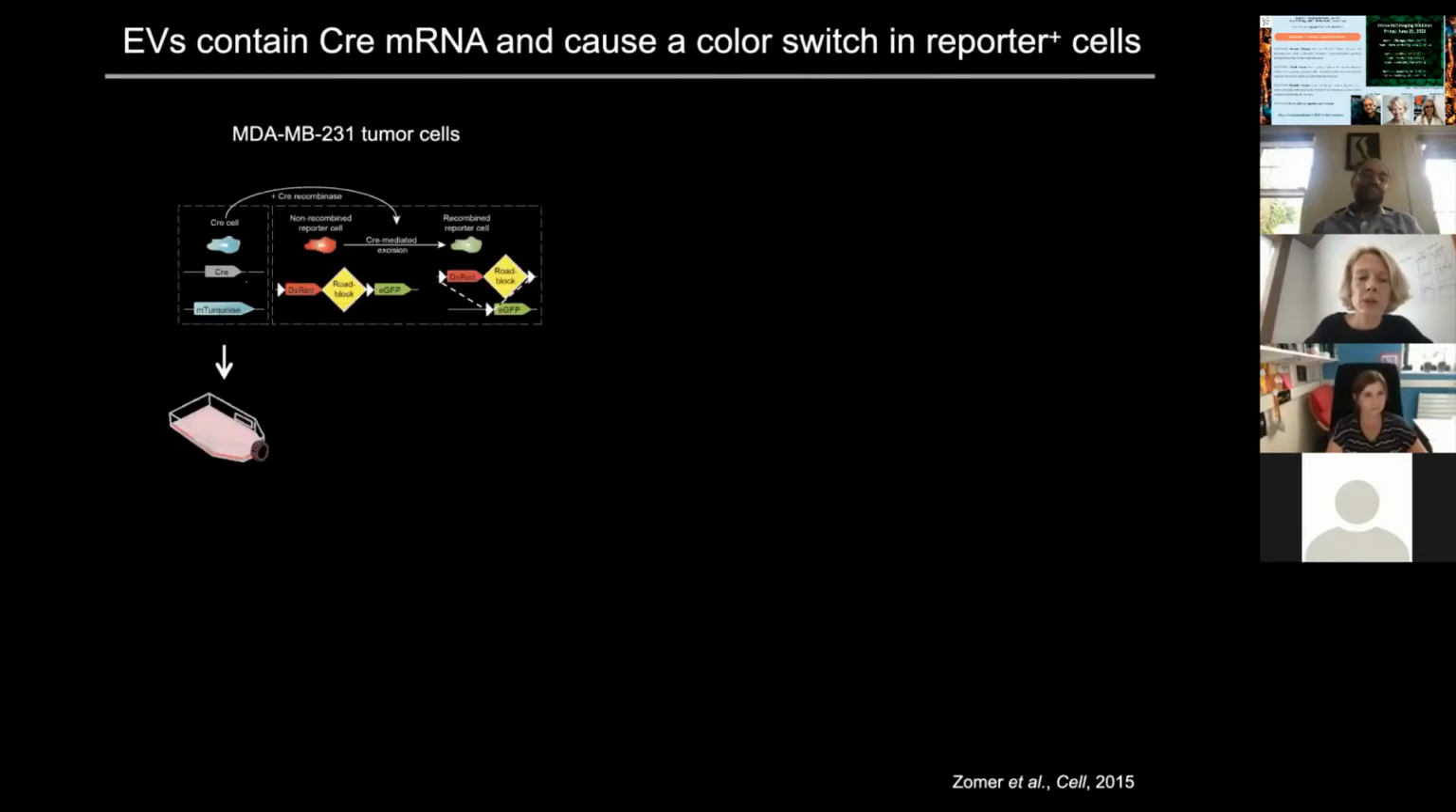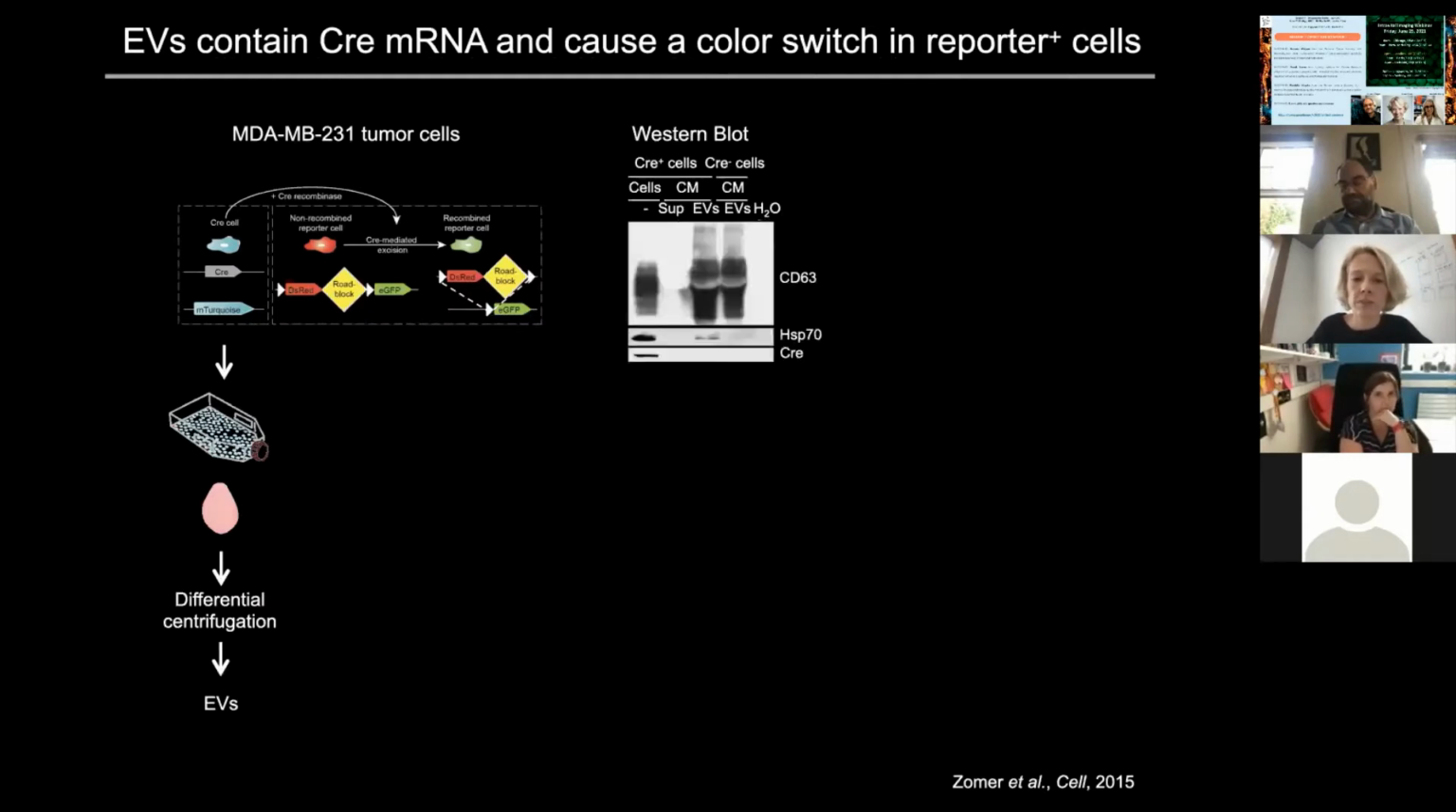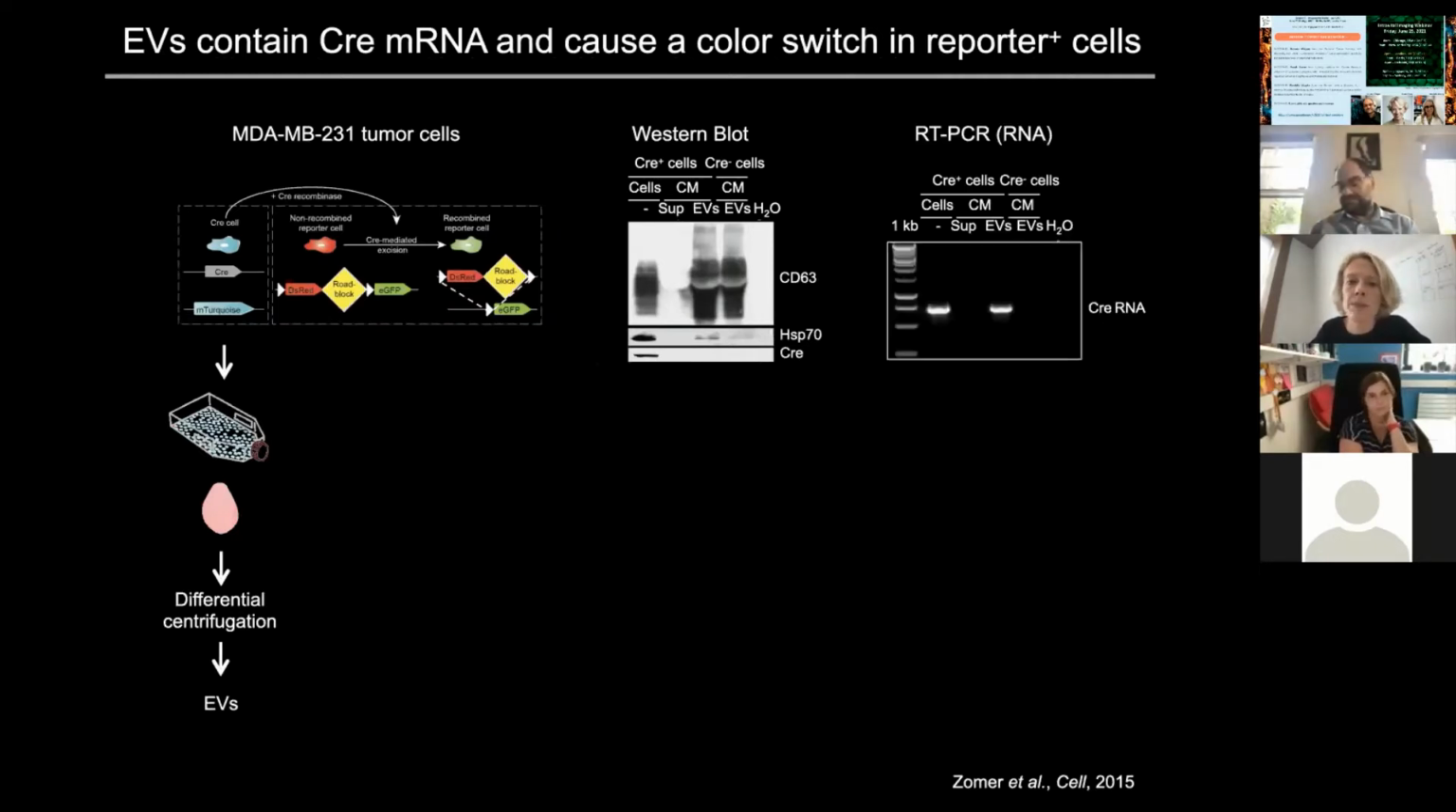So what we first did is we characterized the vesicles that are released by these Cre positive cells. So we cultured them and we isolated vesicles from the supernatant by differential centrifugation. When we looked at extracellular vesicle markers such as CD63 and heat shock protein 70, we indeed could identify these markers in the extracellular vesicles. However, we could not detect Cre protein in vesicles secreted by Cre positive cells. But when we then looked at the RNA level by RT-PCR, indeed we observed Cre RNA being present in vesicles from Cre positive cells.